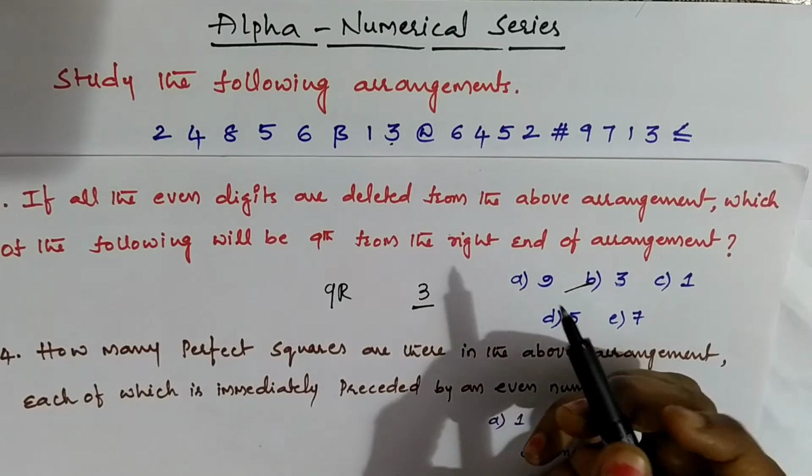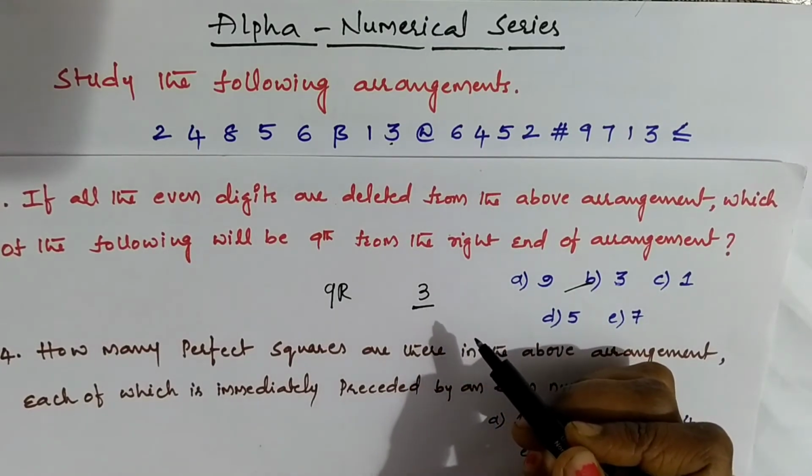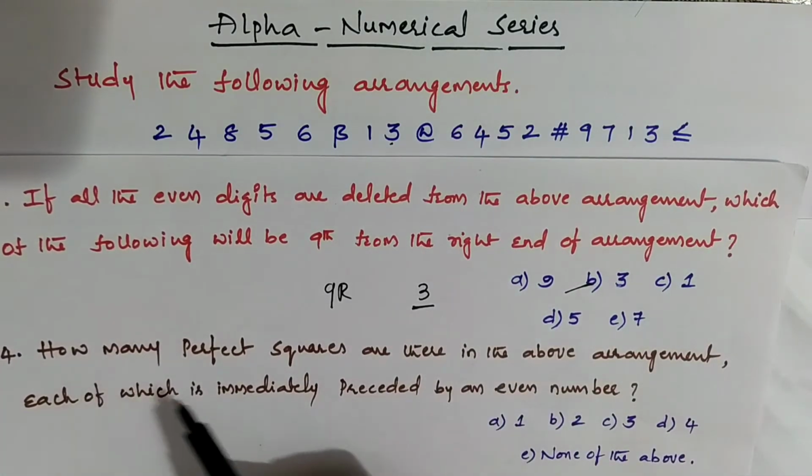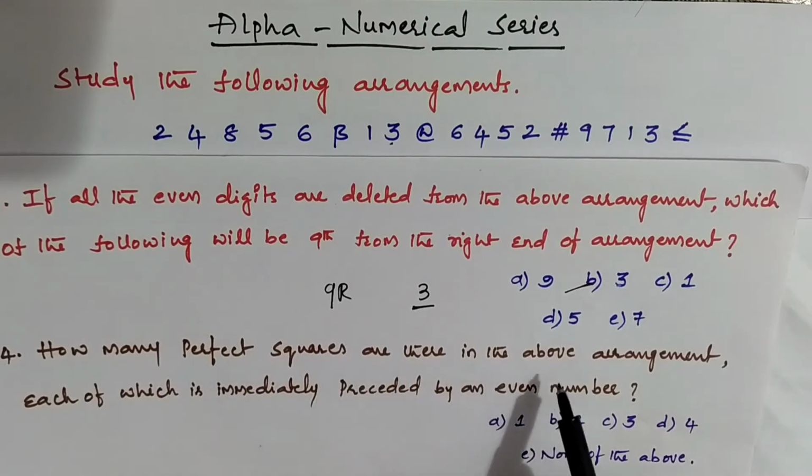Okay. This is the way of finding the elements in the above arrangement. Next question. How many perfect squares are there in the above arrangement, each of which is immediately preceded by an even number? Followed in the sense next one. Preceded in the sense before one.